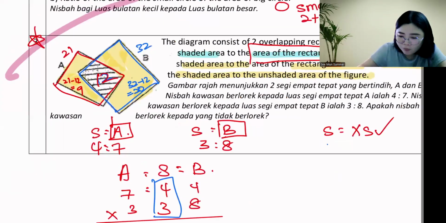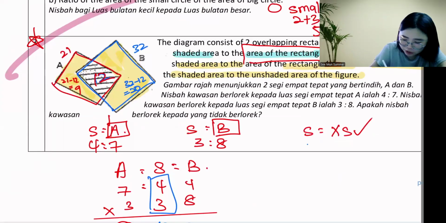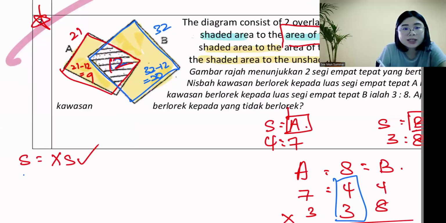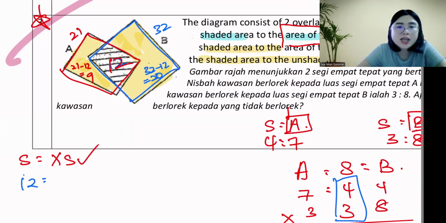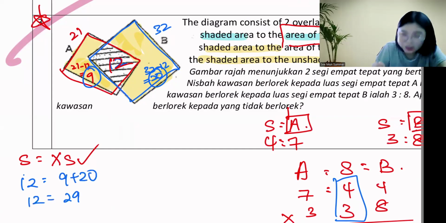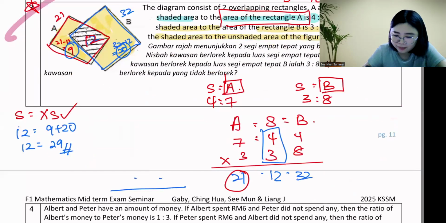Okay, lastly, go back to the final answer. I move here so you can see clearly. So the final answer, they want the ratio of shaded versus the non-shaded. So shaded is how much? This is the only shaded area, right? So it's 12. And then non-shaded area, we got 2 parts, right? One is 9, one is 20. So I just plus 9 plus 20. And then the answer will be 29. So this is the final answer.